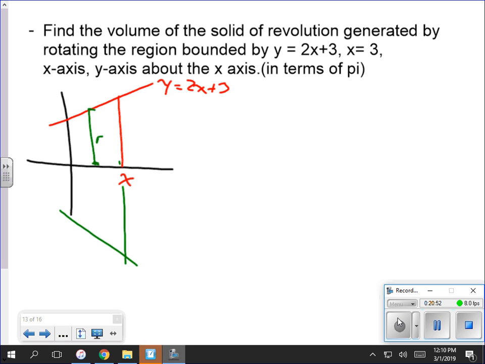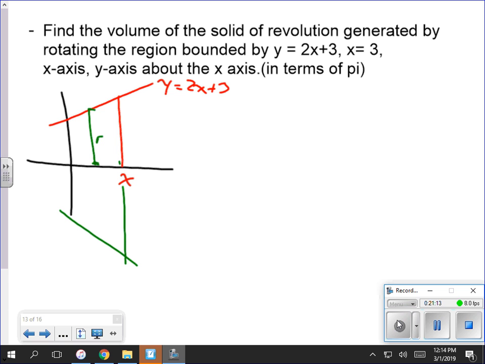There's a name for this. I forgot what the name of this thing is. When you spin it around, there's a particular name for that object. I forgot what it is. But that's what you're doing. So your first step is to draw it and set that up. Figure out your radius, figure out your bounds, set up the equation.